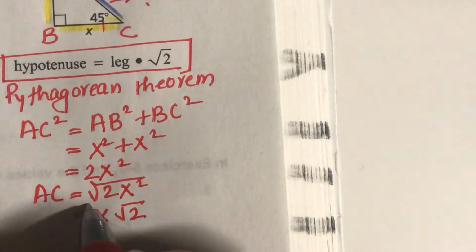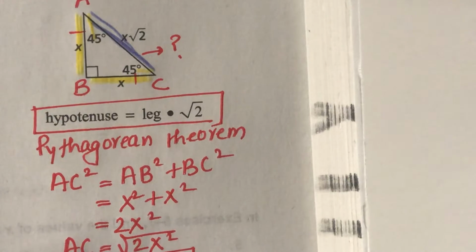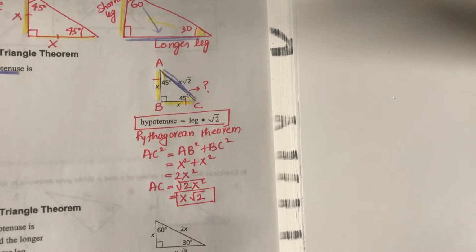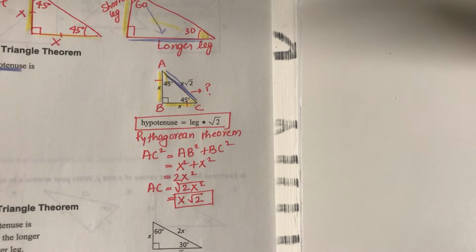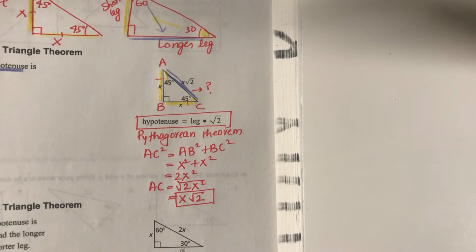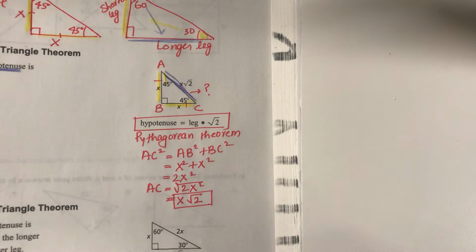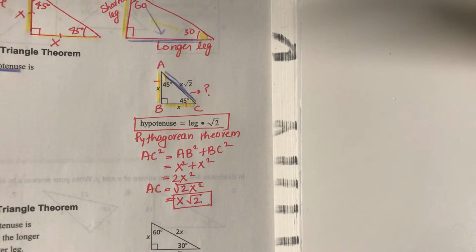So that's the hypotenuse. And in case you ever forget the expression for the hypotenuse and you know it's 45-45-90, always calculate it, and as you keep on using this theorem, you will memorize it very easily. So that's the value of AC here, x root 2.